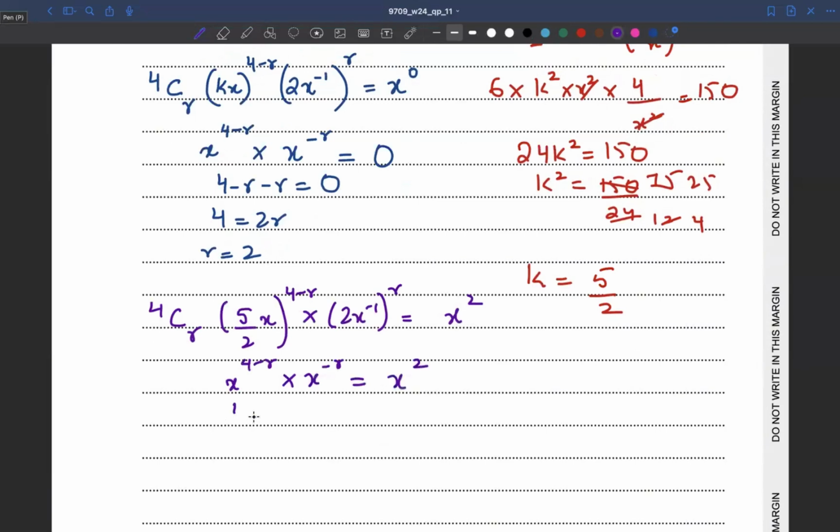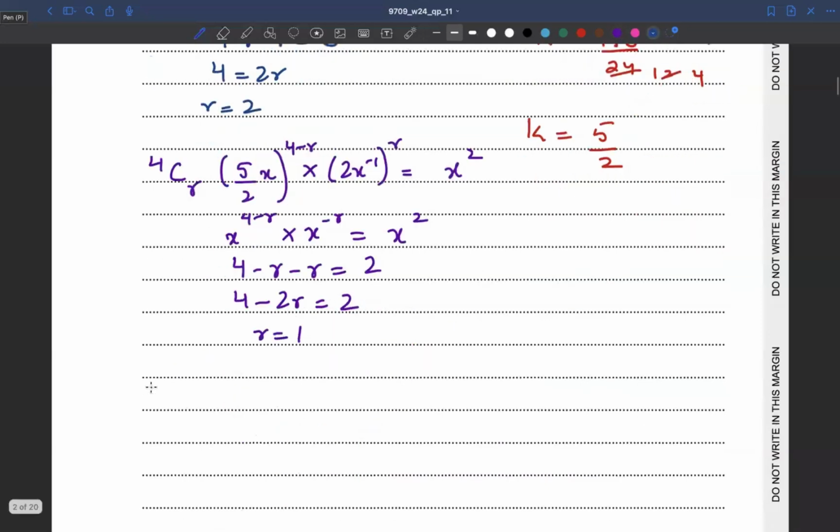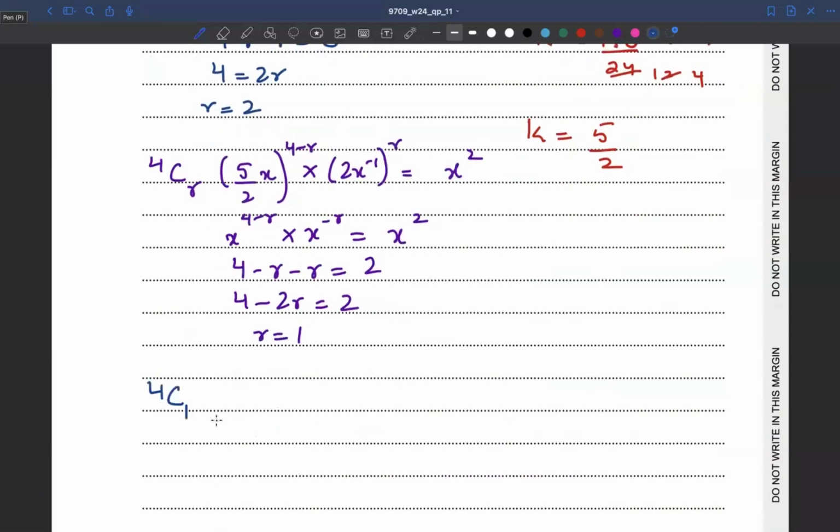Simplifying this, we get 4 minus r is equal to 2. So 4 minus 2r is equal to 2. We'll get 2r is equal to 2. So it means r is equal to 1. We could have done this directly as well, but we can also find the particular value of r through this method.